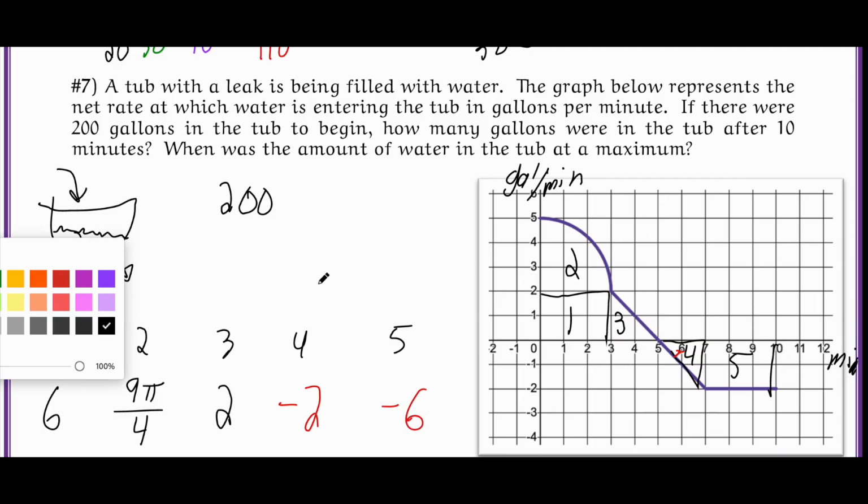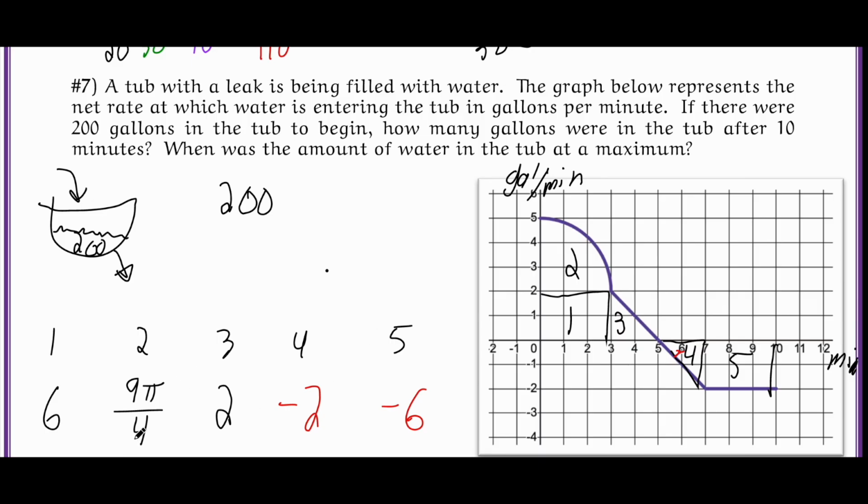So if we add all of these together, the net change, plus 6, plus 9 pi over 4, plus 2, minus 2, minus 6. Well, a couple of things are going to cancel out here. So the total net change is just going to be 200 plus 9 pi over 4. But it also asks, when was the amount of water in the tub at a maximum?